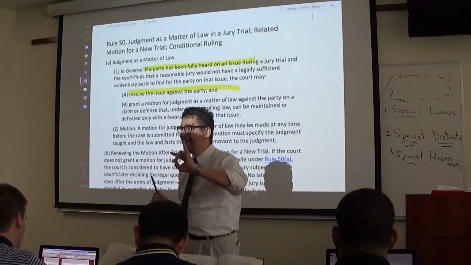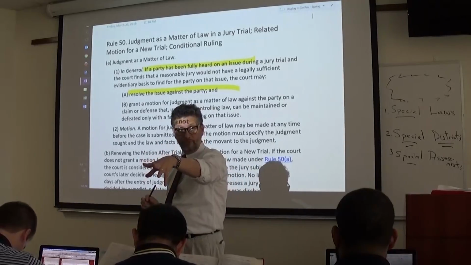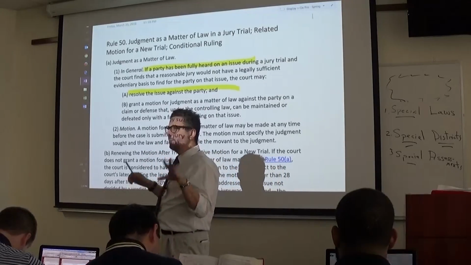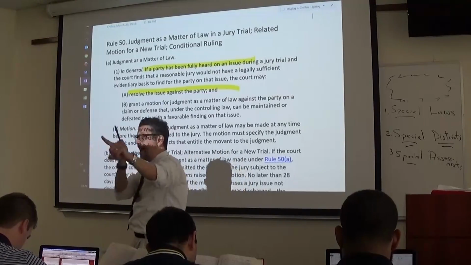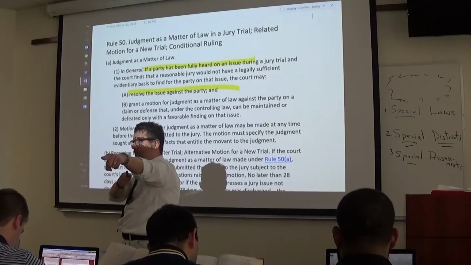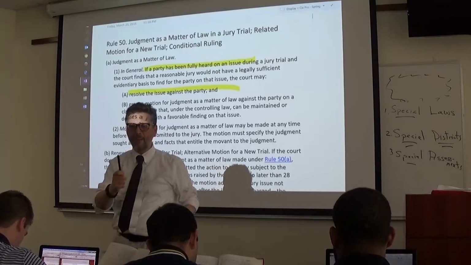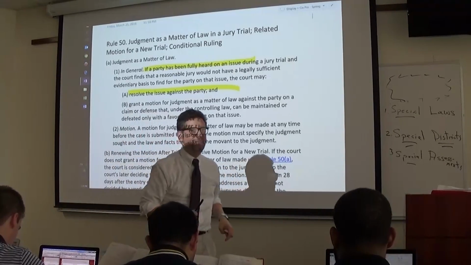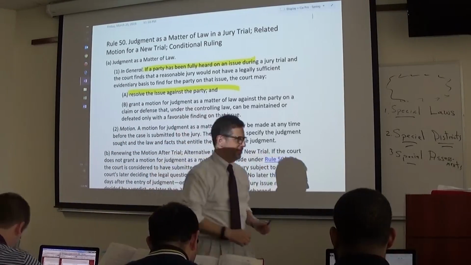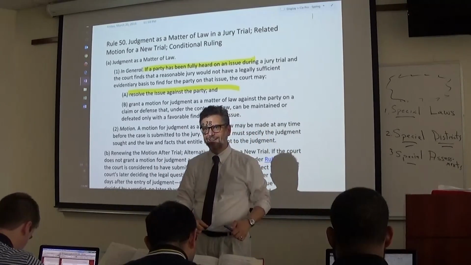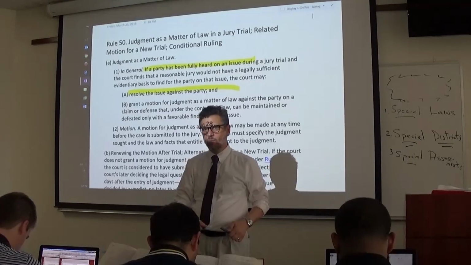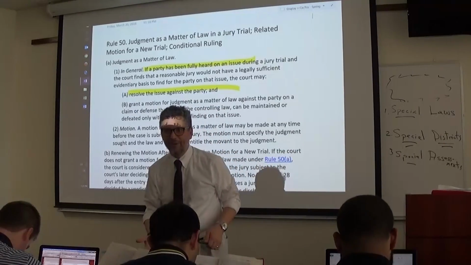So, I can say I make my motion during trial, 50A. Your Honor, I move for directed verdict during trial, at the proper time, after my opponent has been fully heard on the issue, because a reasonable juror just couldn't find in her favor. And the judge says, granted. No, not appropriate, right? Because I don't know exactly what I need to fix and what the law is. But I don't want to tell you, right, because I don't want you to fix the hole.